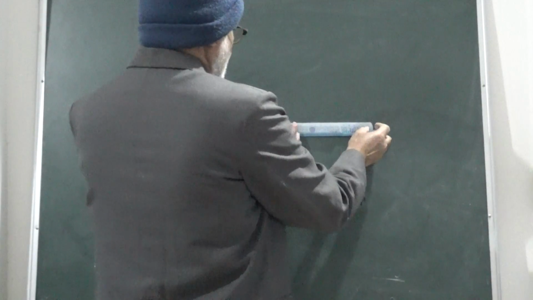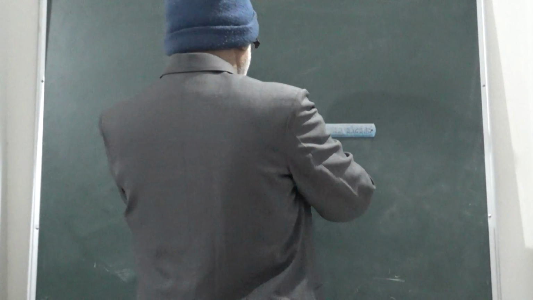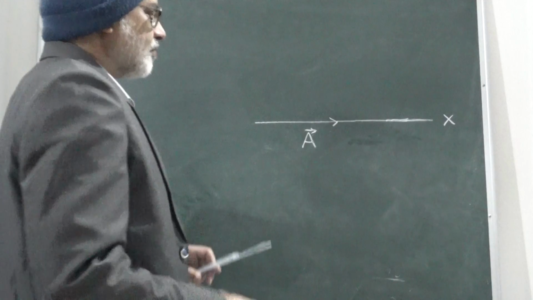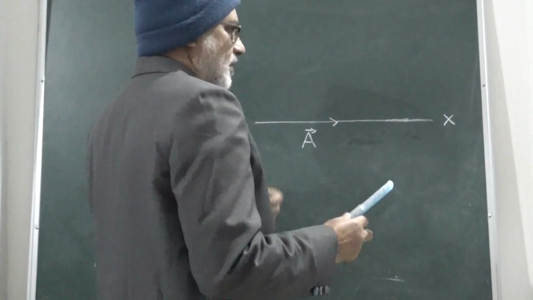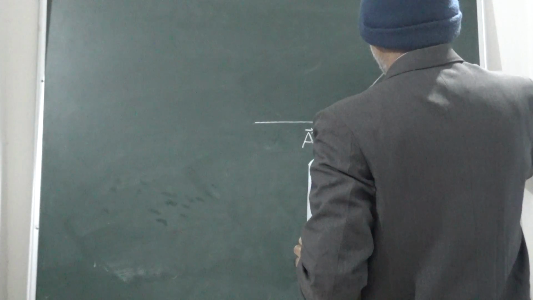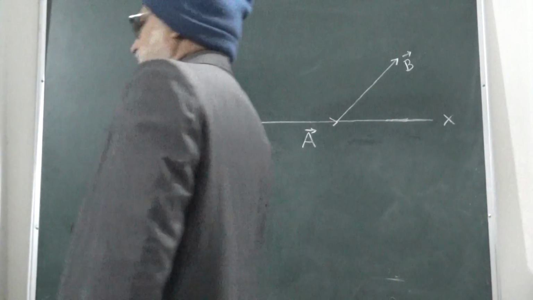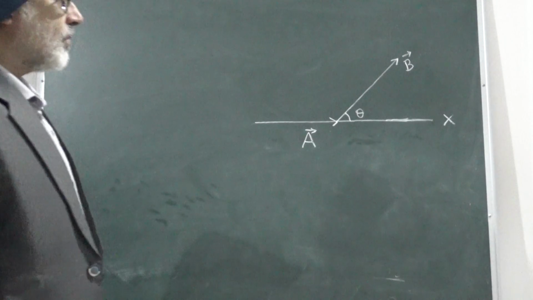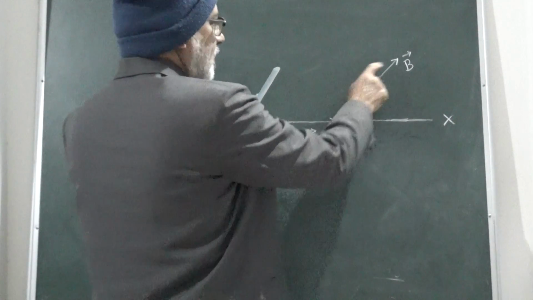So now suppose we have a vector A, and the direction of A is taken along the x axis. This is your vector A, and this is your x axis. There is another vector B which has to be added to A. So geometrically we draw B from the head of A, where vector B makes an angle of, say, theta with the vector A. Geometrically, the resultant will be the straight line from the tail of A to the head of B.